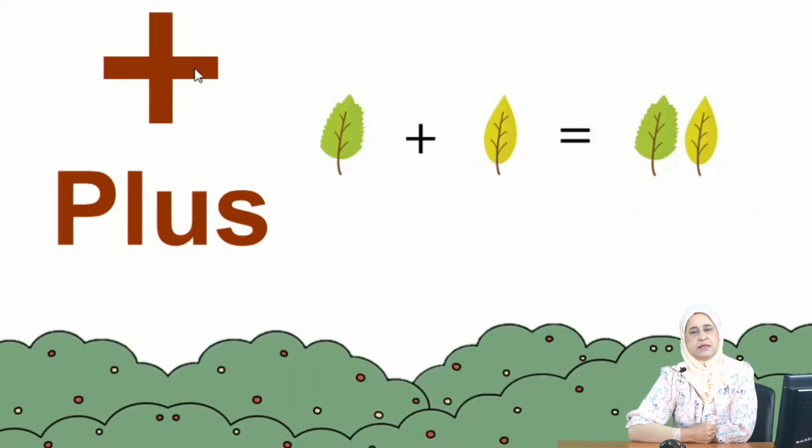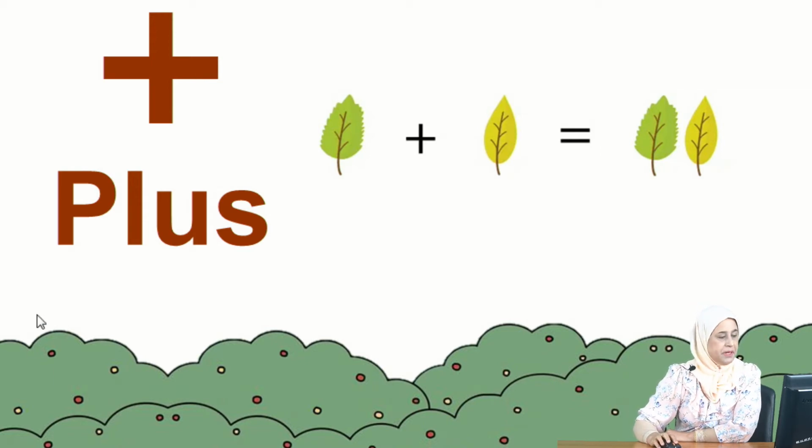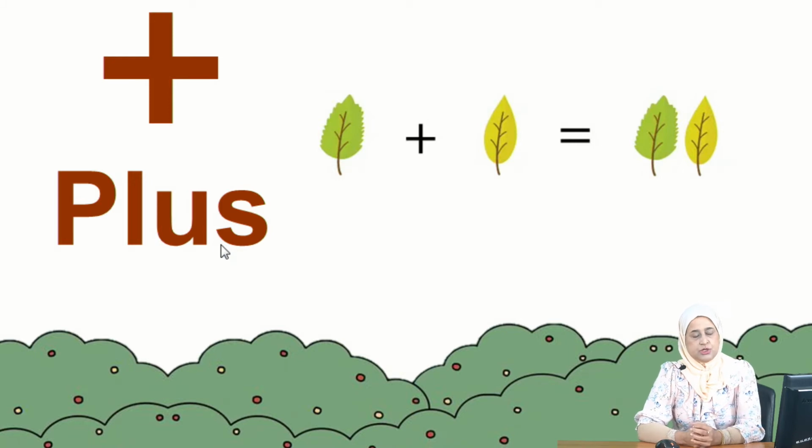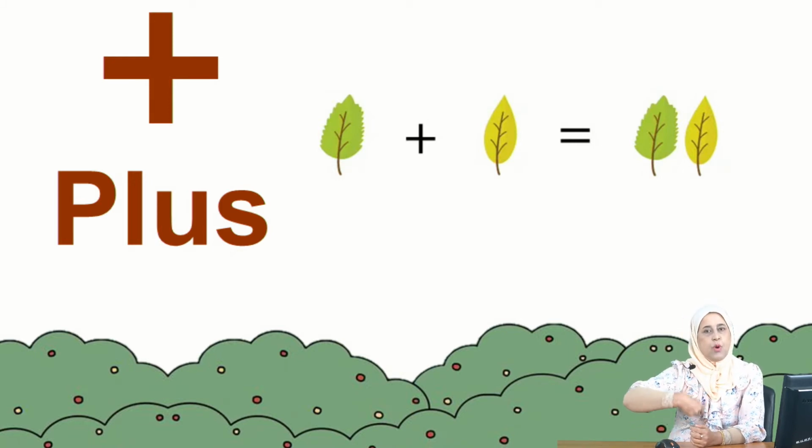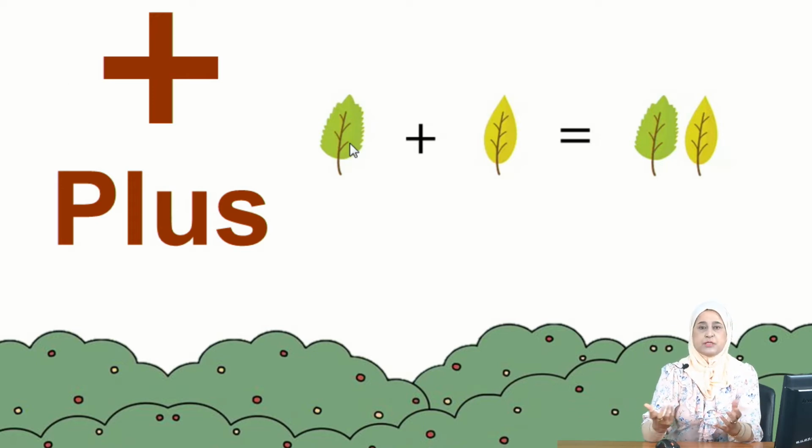Students, this is the symbol of the plus, okay? We say in English plus. So I will spell it first. P-L-U-S, plus. Students, I saw many students say pass, not plus. You must say L, your voice goes up, okay? Plus, plus. The symbol is here, the word is here, plus. So I'm going to explain how plus works. What is the meaning of plus?